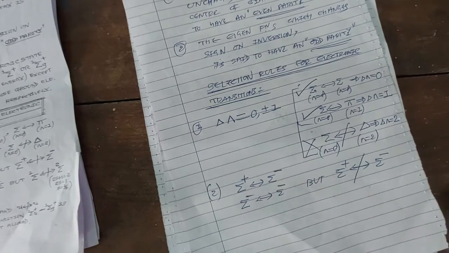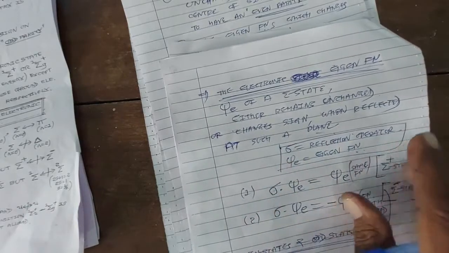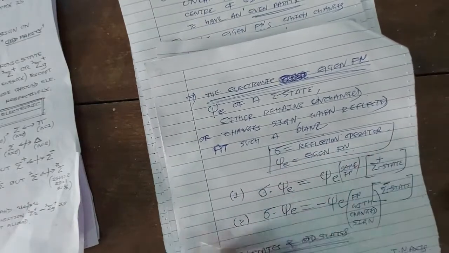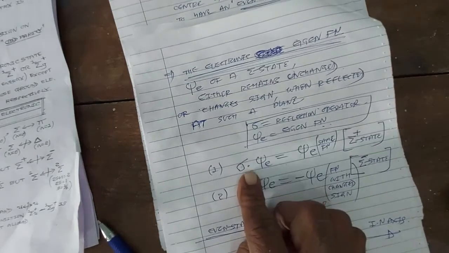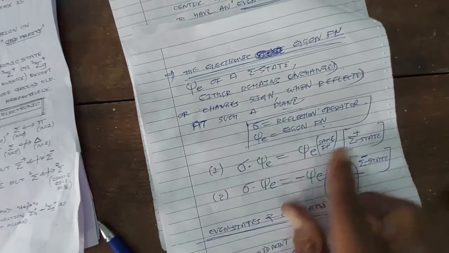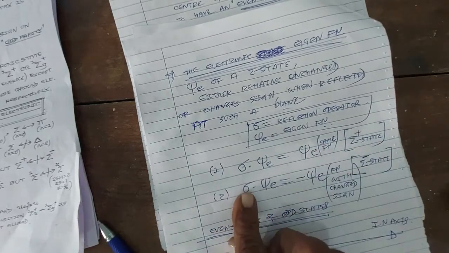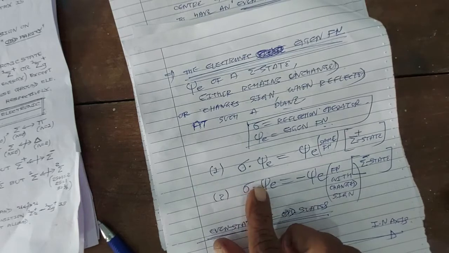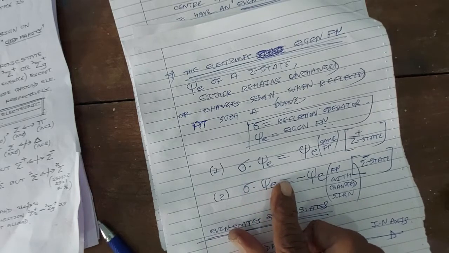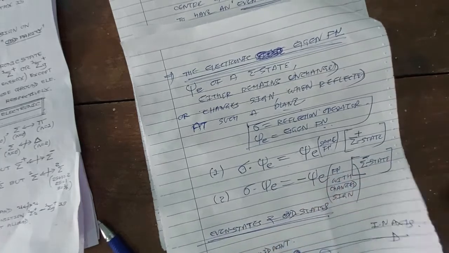If sigma is a reflection operator and psi is the eigenfunction of the molecule in sigma state, then there are two results. When reflection operator sigma operates on eigenfunction psi of the molecule, if we get the same function psi, then it is called sigma plus state. When reflection operator sigma operates on eigenfunction psi of the molecule, we get a function with changed sign, minus psi, then it is called sigma minus state, right?